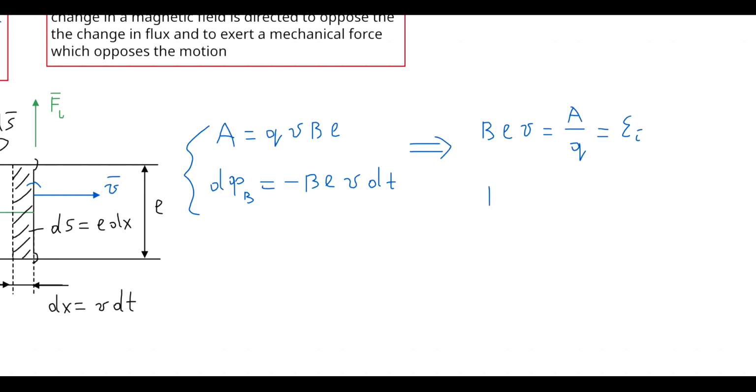And from the second equation, we have BLv is equal to minus dΦB divided by dt.